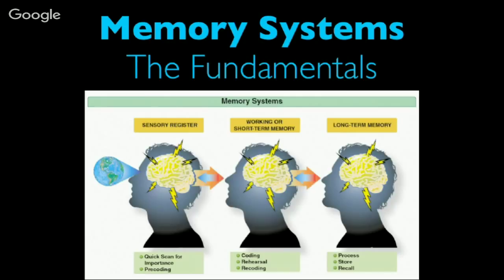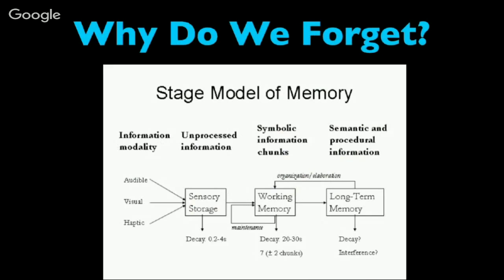Then we've got working or short-term memory, when you're juggling items, trying to repeat them, elaborate on them to get them into long-term memory. And long-term memory can be infinite. That's when we're storing information in our brains, and then we recall or retrieve it when we need to. So why do we forget?